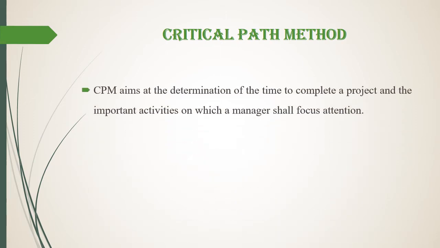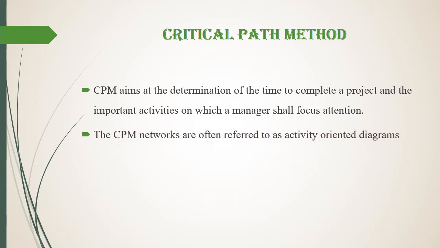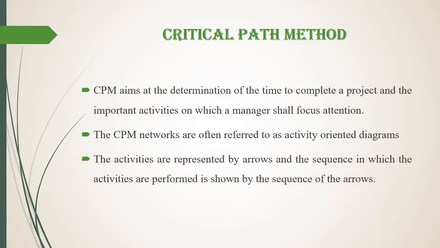CPM aims at the determination of the time to complete a project and the important activities on which a manager shall focus attention. The CPM networks are generally used for repetitive type projects or for those projects for which fairly accurate estimate of time for completion of each activity can be made. The CPM networks are often referred to as activity-oriented diagrams. The activities are represented by arrows and the sequence in which the activities are performed is shown by the sequence of arrows.